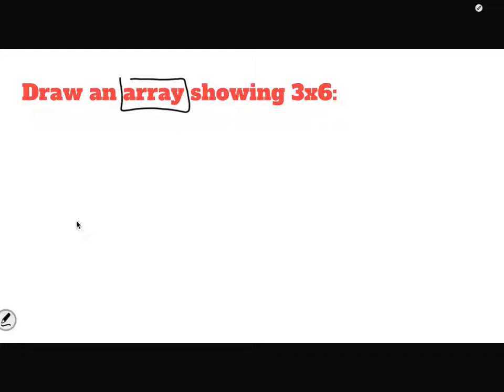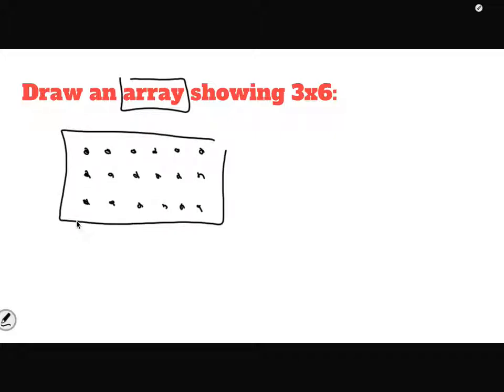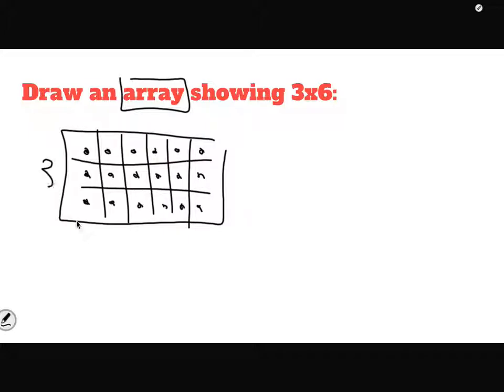So if I were going to do 3 times 6, I would know that I have maybe 3 rows and there's 6 in each row. So there's 1, 2, 3, and 1, 2, 3, 4, 5, 6. And that these are in rows and columns. And sometimes I even box it just to see. I have 3 going down and I have 1, 2, 3, 4, 5, 6 going across.